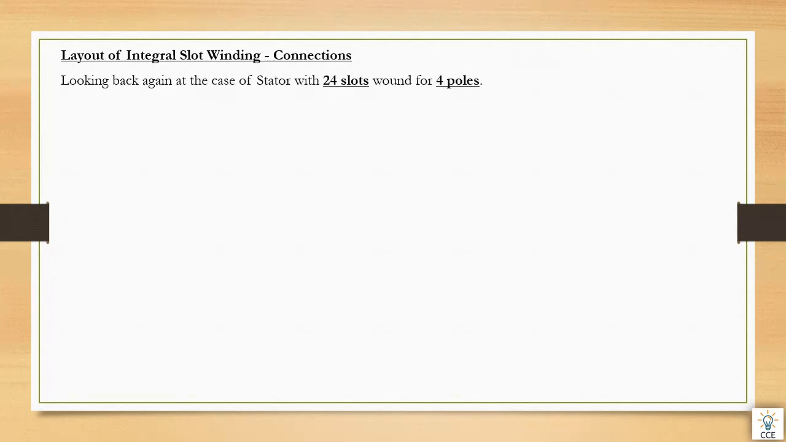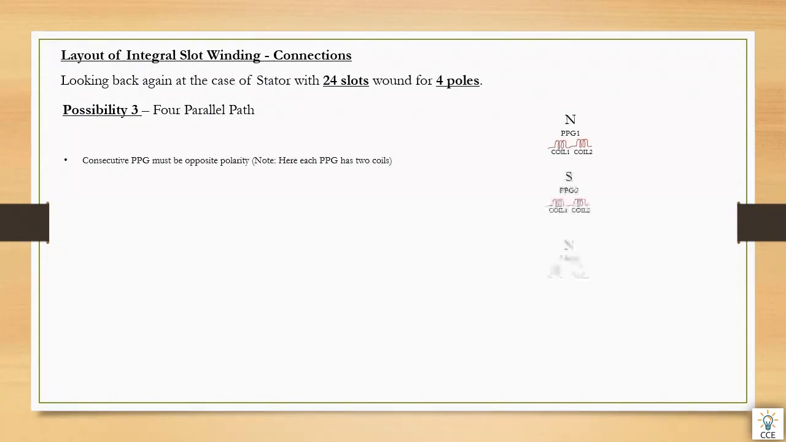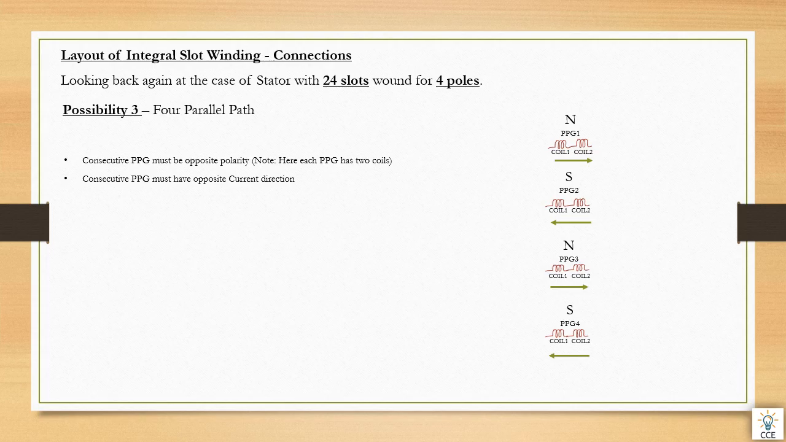Now with the same slot pole combination, we'll be looking at the last, that is the four parallel path configuration. So again we'll be taking all the pole phase groups and placing them on top of one another, and they will be having opposite current directions so as to maintain the north and south polarity as shown.